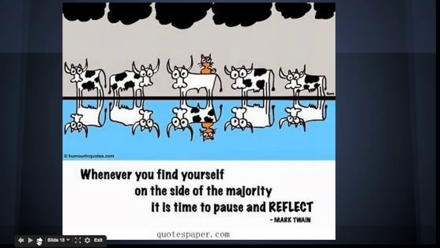There's a little graphic: whenever you find yourself on the side of the majority, it's time to pause and reflect. To me, this was just to let you know that you can't judge a book by its cover. And you would be surprised sometimes with a little bit of assistive technology, low tech and high tech, that you can see a whole different side of a kid that you didn't even know existed.